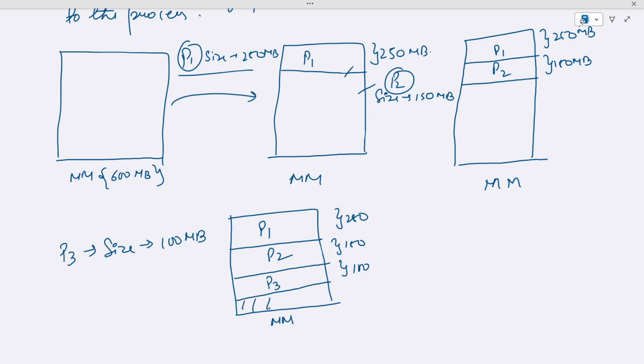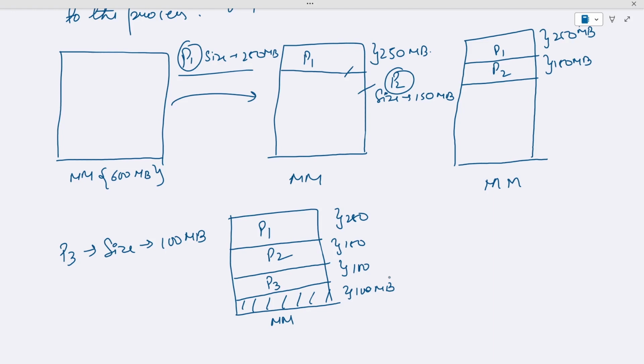Now the space left in main memory is 100 MB. So this is how dynamic partitioning works. A process arrives. If this process needs 250 MB, then 250 MB is created. Whatever memory is needed, main memory allocates that space to the particular process.